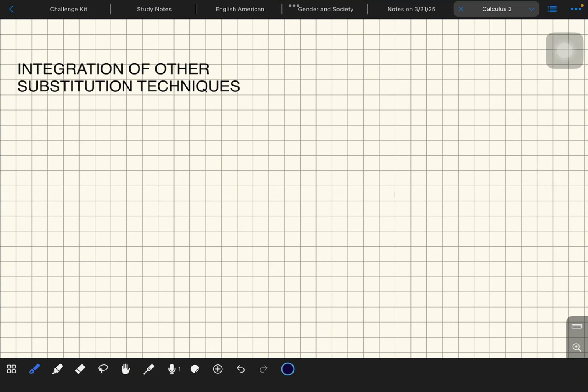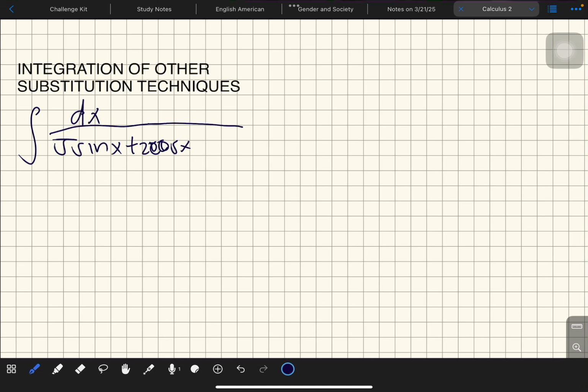So we have an example here of the integral of dx over 5 sine x plus 2 cosine x plus 2. Since we have encountered trigonometric functions, we need to use the Weierstrass substitution.